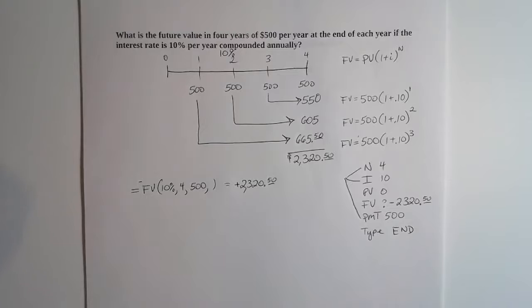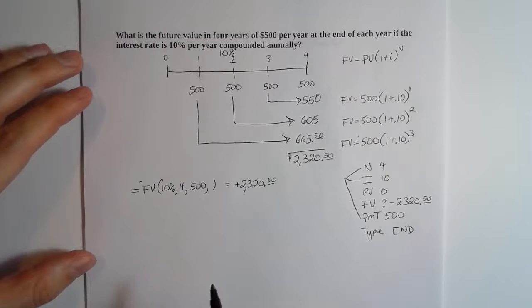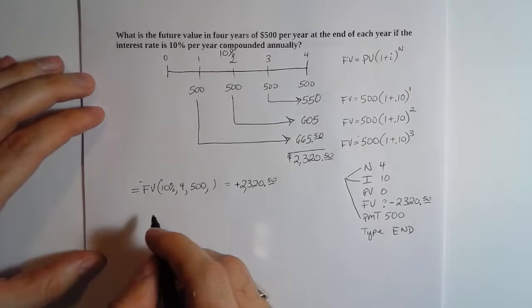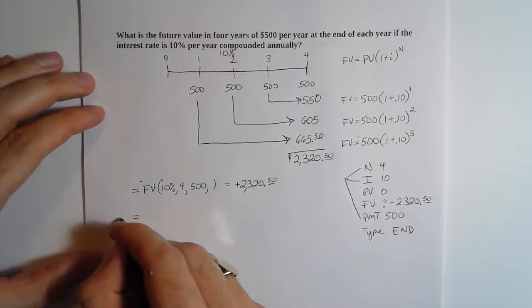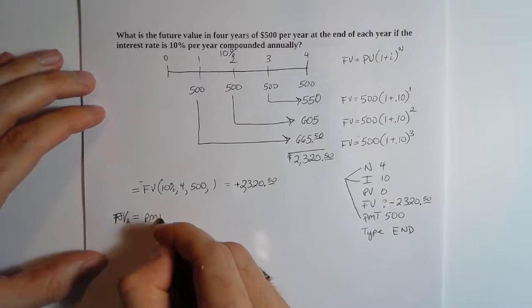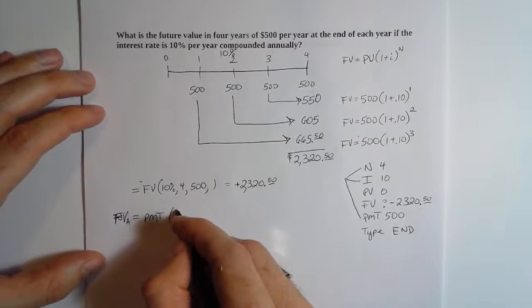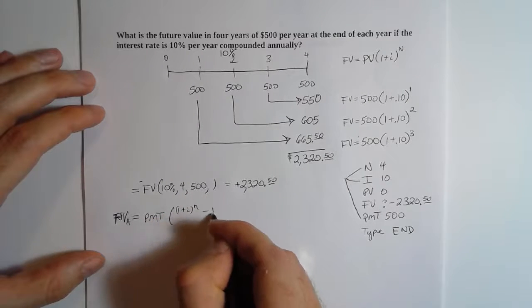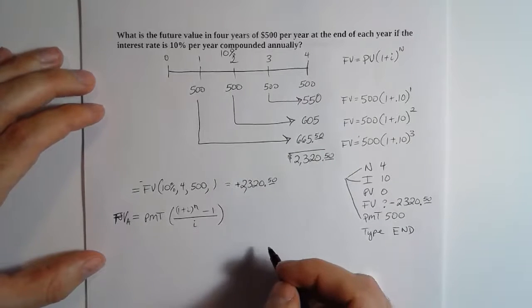Now, if you actually looked in the textbook, which I recognize might actually be somewhat of a radical concept for some of you, you may have actually encountered a formula indicating that you can find the future value of an annuity by using this formula. So let's go ahead and give that a try.